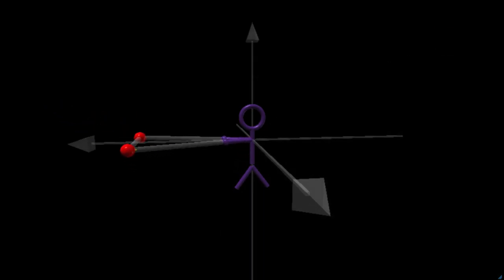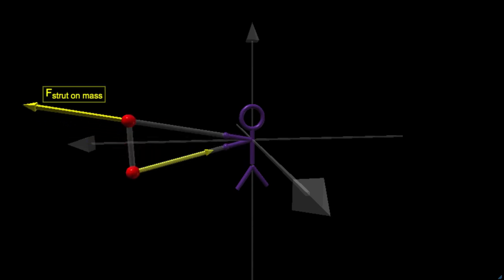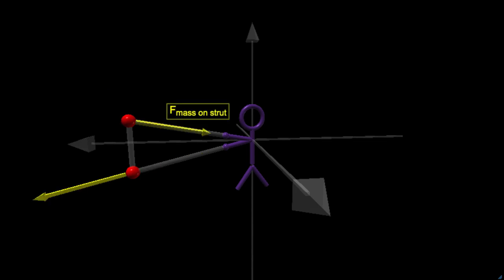Sometimes I like to imagine myself in place of the central support, holding on to the two radial struts. What forces do I exert? By Newton's third law, the force that a strut exerts on a mass is equal but opposite to the force that the mass exerts on the strut. But the struts are massless, so by Newton's second law, F equals ma, the net force on each strut must vanish. So the force that I exert on the strut must be equal but opposite to the force that the mass exerts on the strut.